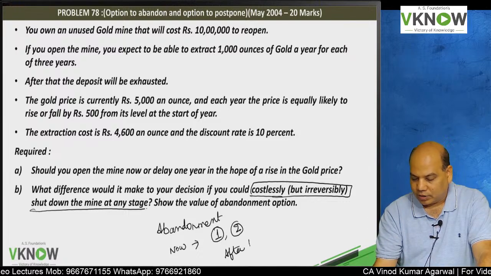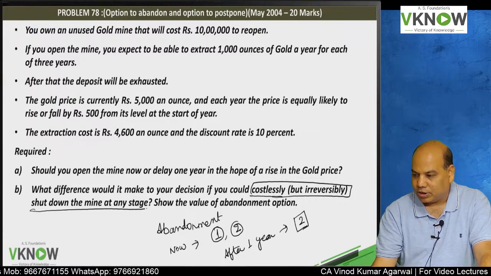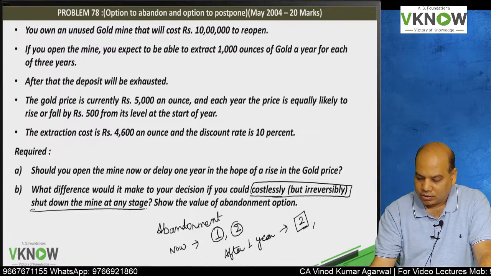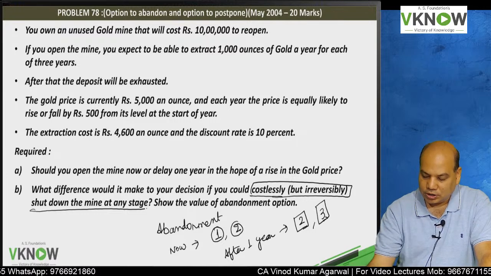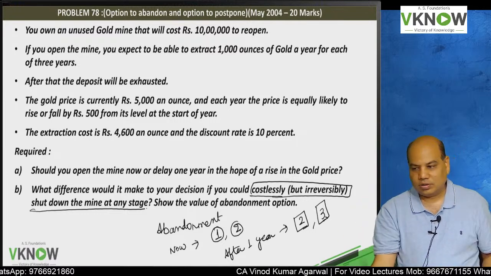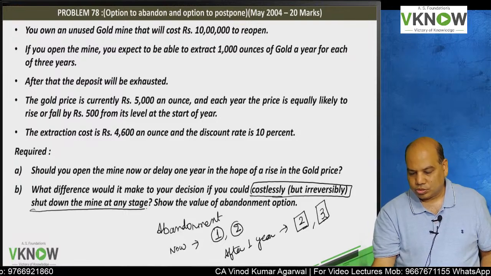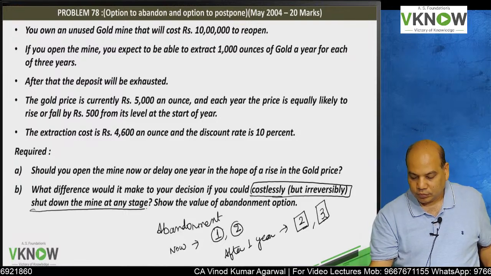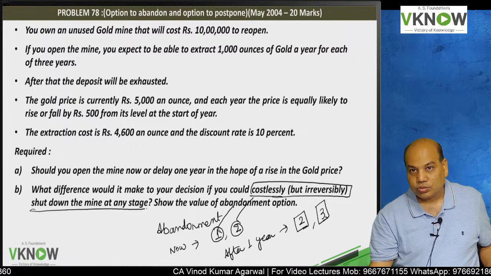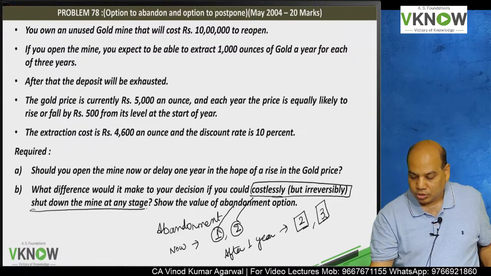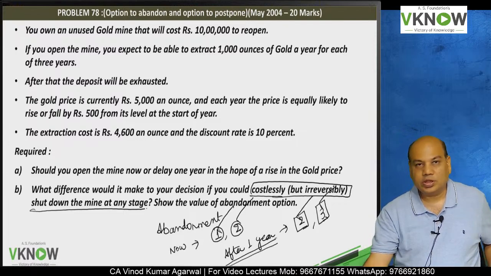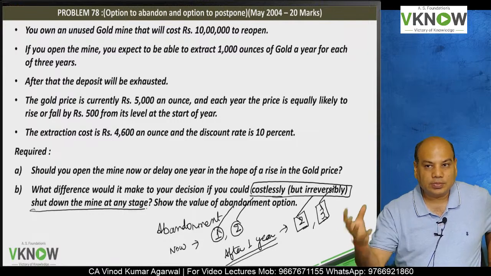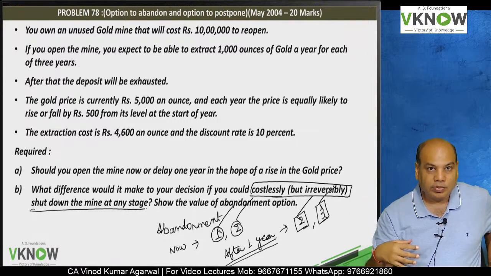If you start after 1 year, then you can abandon the mine at the end of the 2nd year, or you can abandon the mine at the end of the 3rd year, because in any case in the 4th year your mine will get automatically closed. So should you abandon at year 1 or year 2? If you open the mine now, should you abandon at the end of year 2 or year 3? If you decide to open the mine after 1 year, again compute NPV with abandonment option.